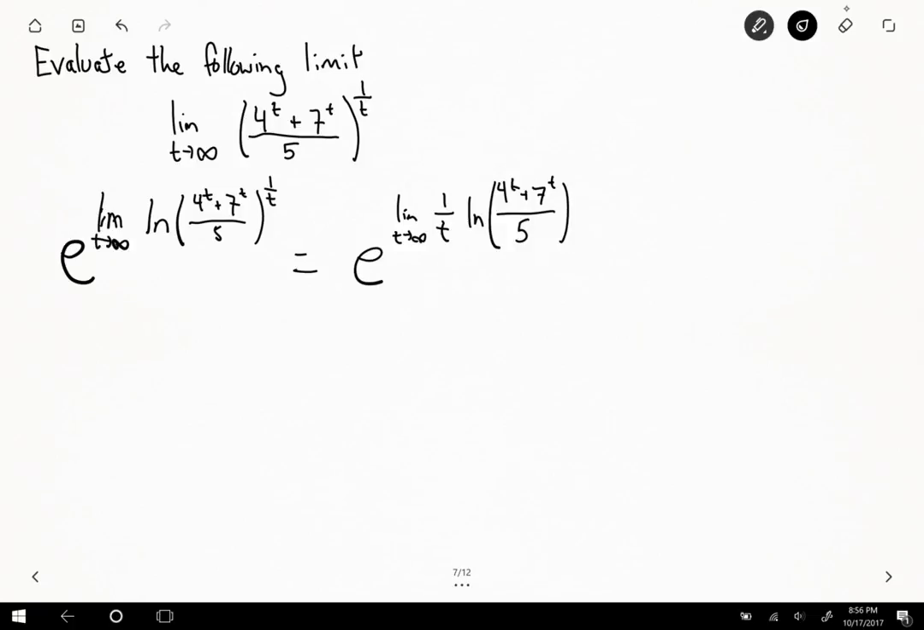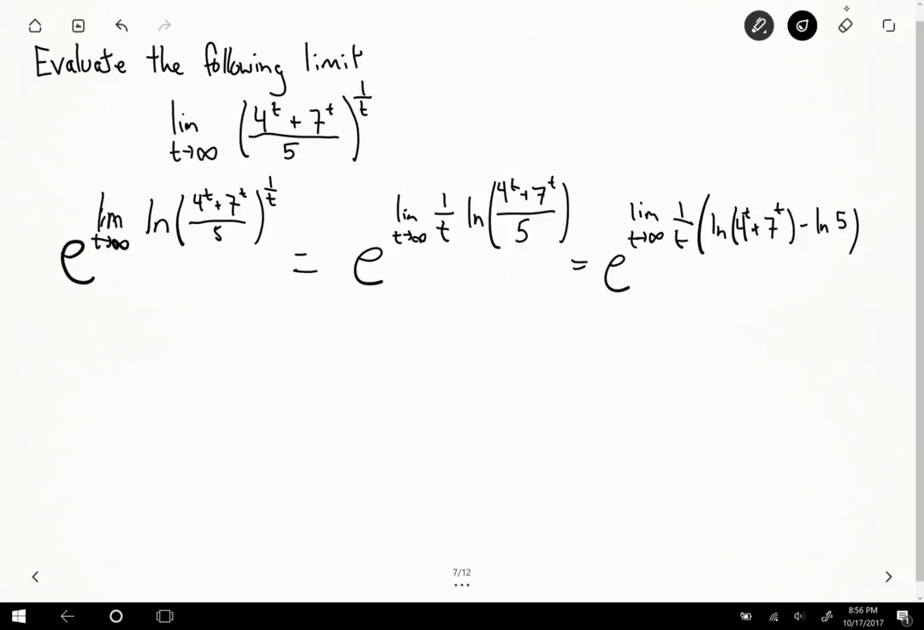Okay. And we have a couple options here to make our derivative a little bit easier in a second. Let's do this. e to the limit as t approaches infinity of 1 over t times. We can break this up into two separate natural logs. So you can go natural log of 4 to the t plus 7 to the t, and then minus natural log of 5. And why is that important?